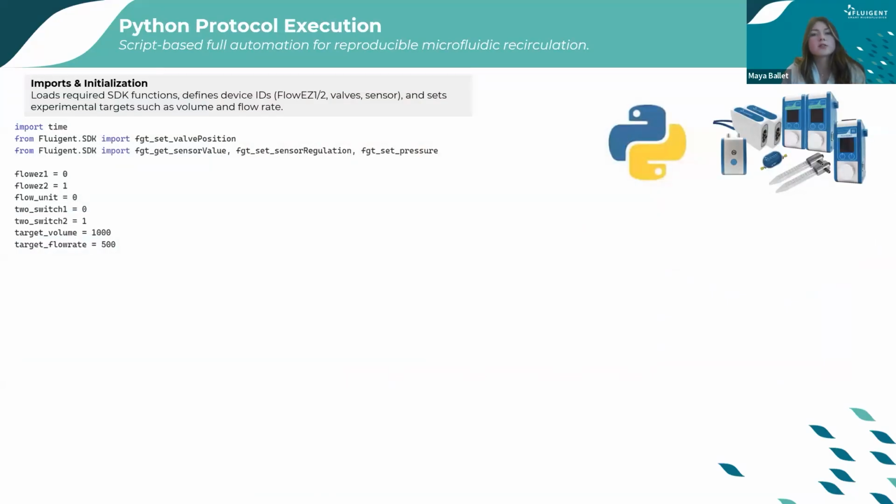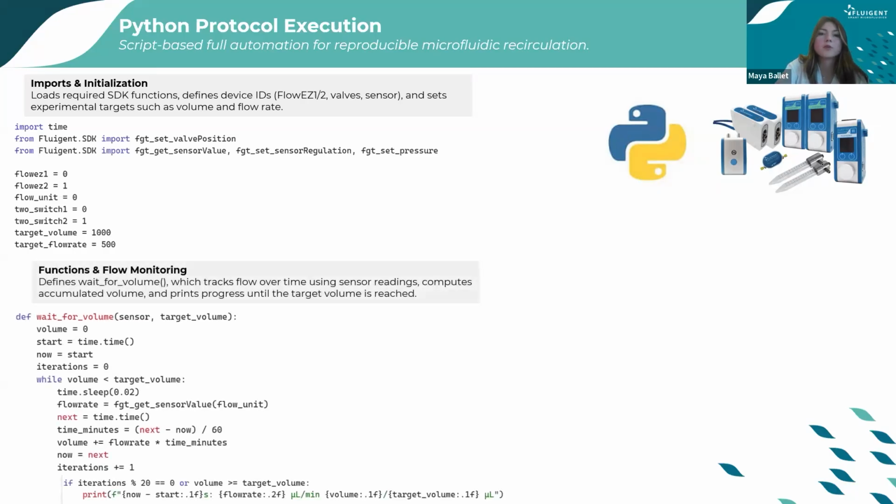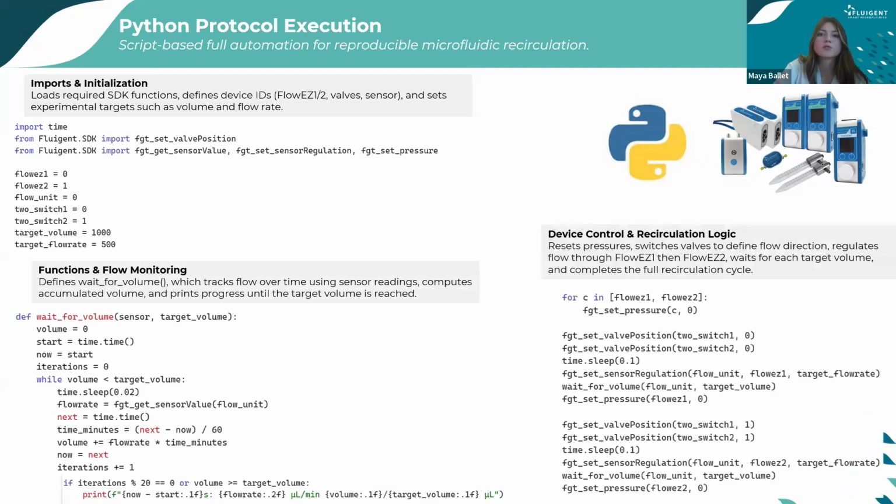The protocol can be run directly in OxyGEN, but it can also be integrated in other software environments. For that, Fluigent provides a software development kit, the SDK, that allows you to code the protocol in different languages, such as Python, MATLAB, or C++, for example. With the SDK, you can create very complex protocols with loops, dynamic adjustments, and so on. Here you can see an example of code made with Python, exactly the same protocol I just showed you in OxyGEN, but written in Python.